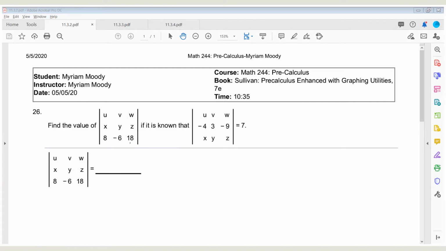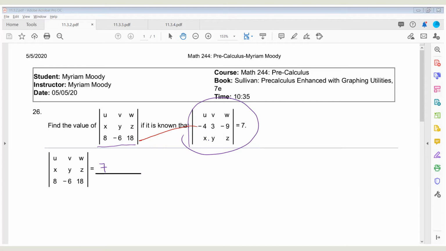Again, they want me to find the value of this matrix, knowing the determinant of this one is 7. So let's see if anything happened. My first row is U, V, W. Well, it's still U, V, W. That didn't change. My second row is negative 4, 3, and negative 9. Huh. That's not in the second row. It switched, didn't it? As a matter of fact, it should have been down here, huh? Okay, hang in there. We'll figure that out in a second.